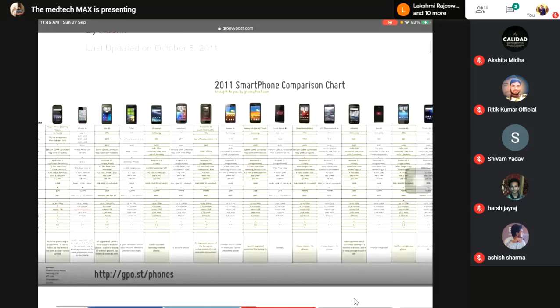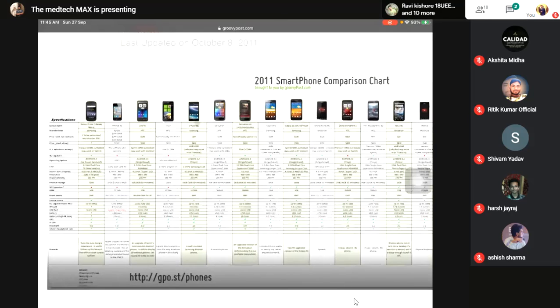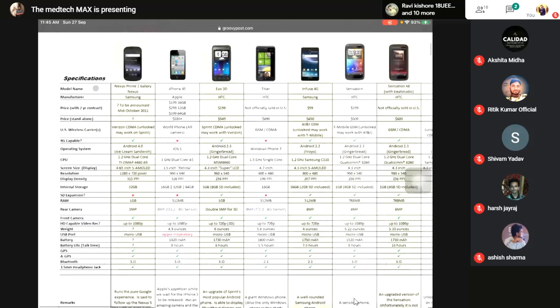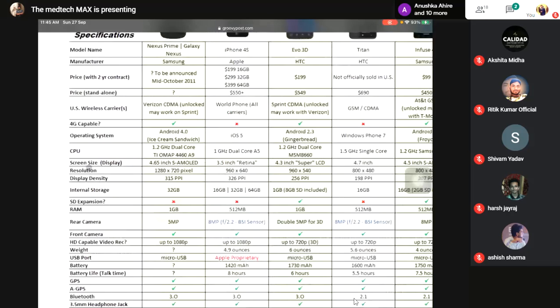So these are all the ideas. Imagine these are the ideas. The first one is cash, then debit card, QR code, and the next is the token. So here you got some metrics. This is the model name, leave it. Manufacturer. What is the price? Price is a very important metric. Is it 4G capable? What is the operating system? What is the CPU? What is the resolution? What is the type of screen? Display density, internal storage. All these are the metrics.